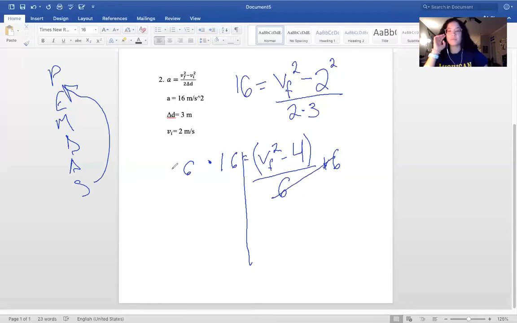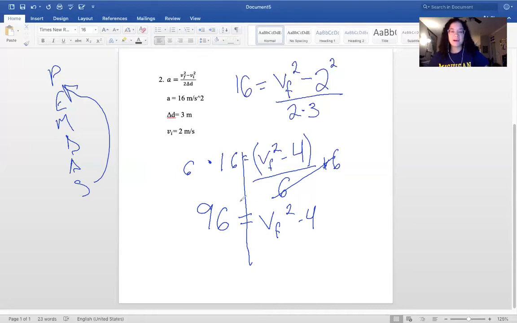Oh man, I should have picked my numbers better. 6 times 16 is 60, 70, 96, I believe. If I mess that up, first person to catch me wins a prize. VF squared minus 4. Oh wow, I actually did a really good problem. Oh my God, look at me go. I never do this well when I guess numbers.